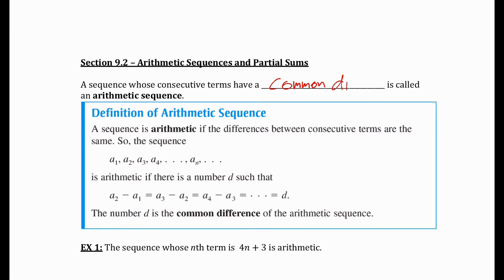So common difference, sorry, lost focus for where I was writing. And I also wrote too big.